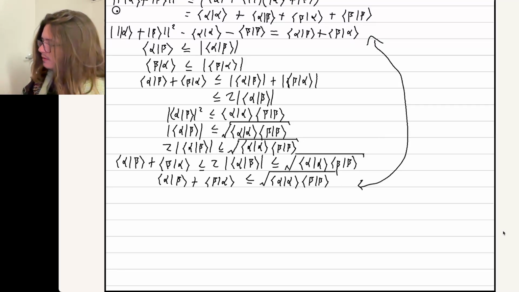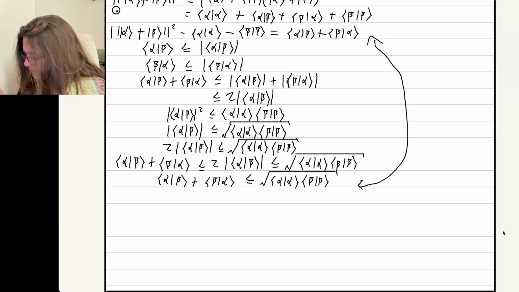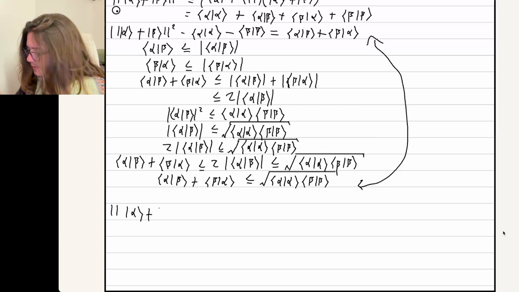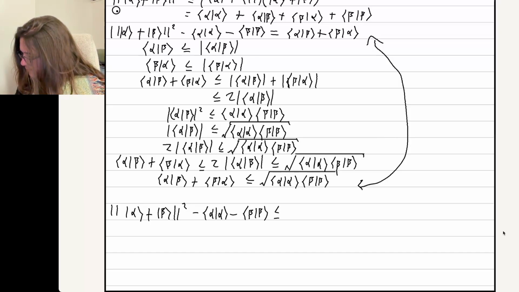and say that, okay, if you know that the right-hand side of this equation is less than or equal to the square root of this chunk, then also the left-hand side of that equation is less than or equal to this chunk. So, writing that out, the alpha plus beta norm squared minus the inner product of alpha with itself minus the inner product of beta with itself will be less than or equal to, and actually it's really supposed to be a 2 here, and a 2 here, and a 2 here. But yeah, 2 times the square root of the inner product of alpha with alpha times the inner product of beta with beta. Cool.